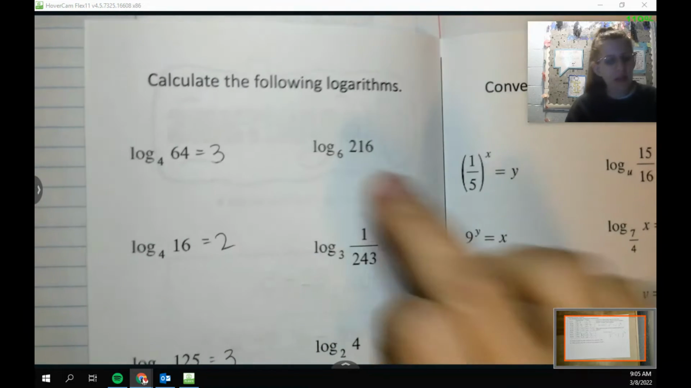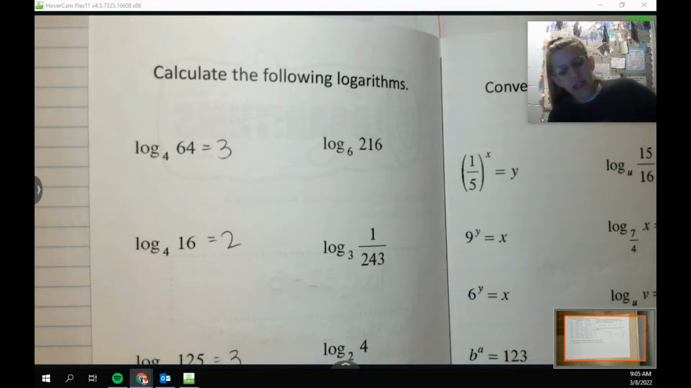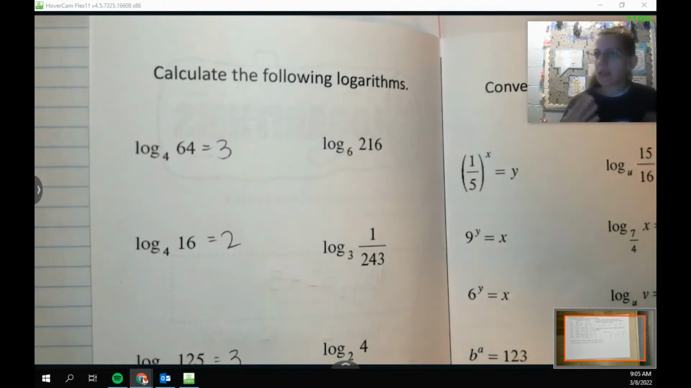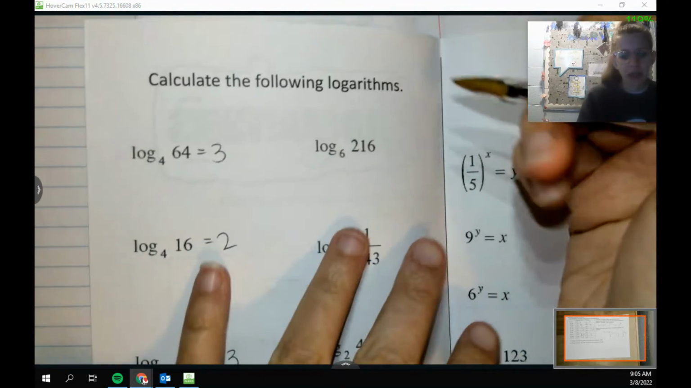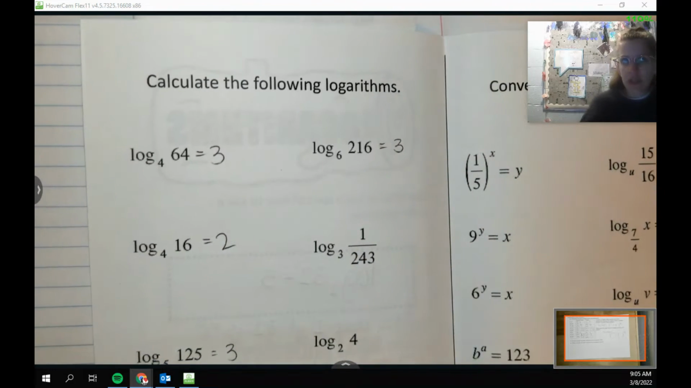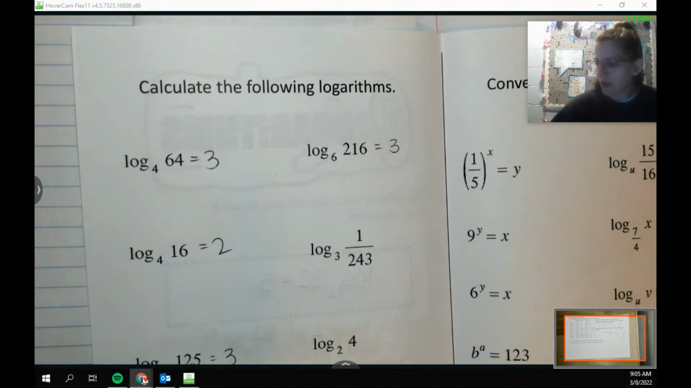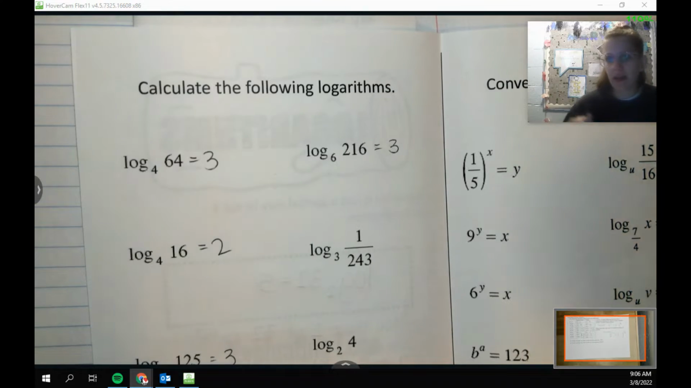Okay, now we're back to small bases, big numbers. So log base 6 of 216. 6 to what power is 216? I believe that's 3. Because 36 times 3? That feels wrong. I'm just going to double check on my calculator. 36 times 6. Oh, LOL. Got it.